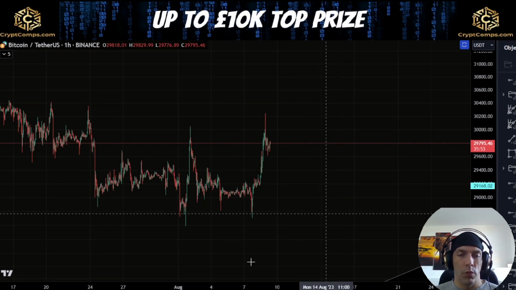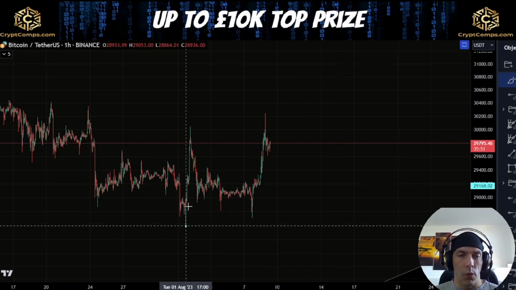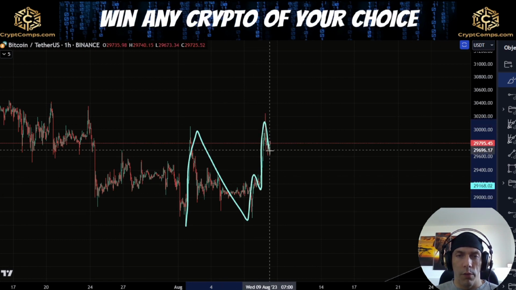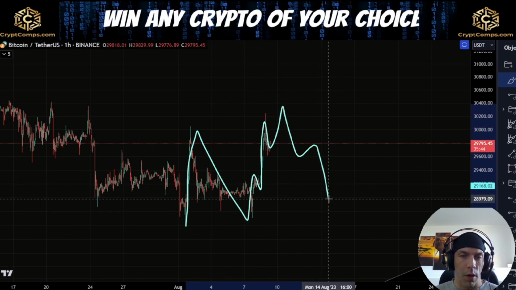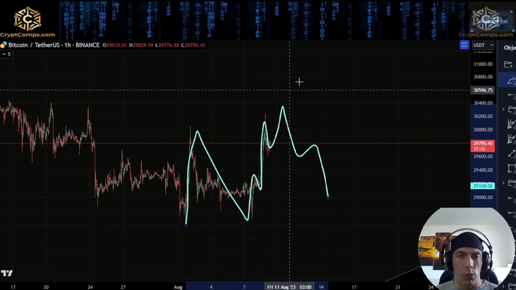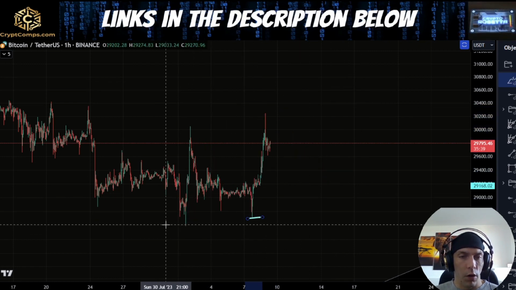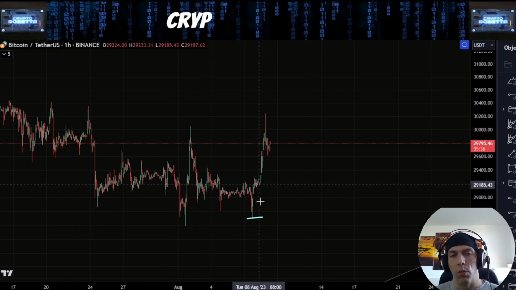Now, it is always possible within this structure here that we form something like this as 1, 2. We get this as 1, 2, 3, 4, and 5. Then we get another 3-wave move down, making this 1, 2, 1, 2. And then we look for that push to the upside. So these lows are going to be very important within that bullish count.